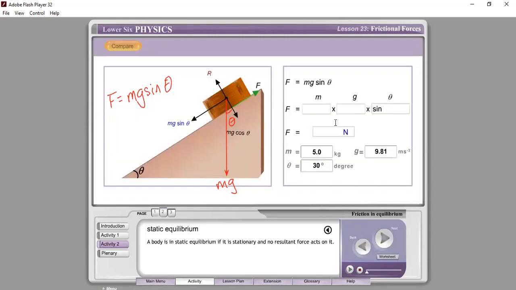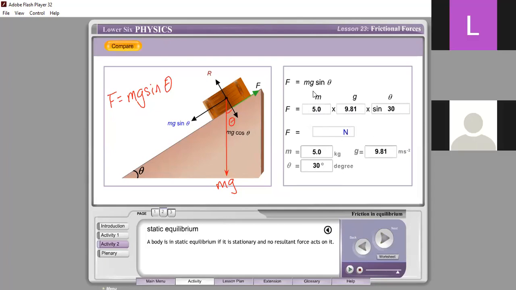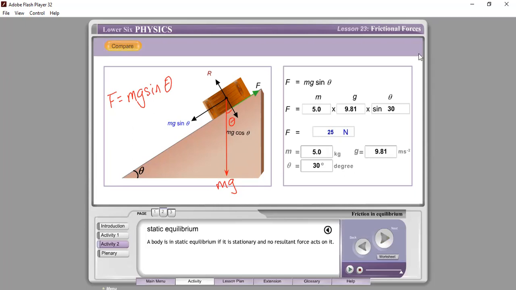Fill in the values to the appropriate boxes to calculate the static friction. Calculate F and click compare to check your answer. So I get 24.52. Rounded off at the end, it becomes 25 Newton.